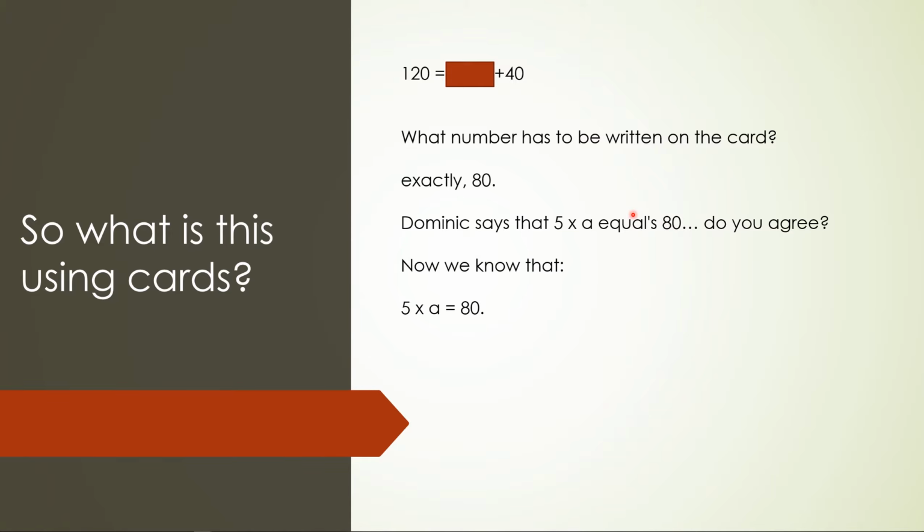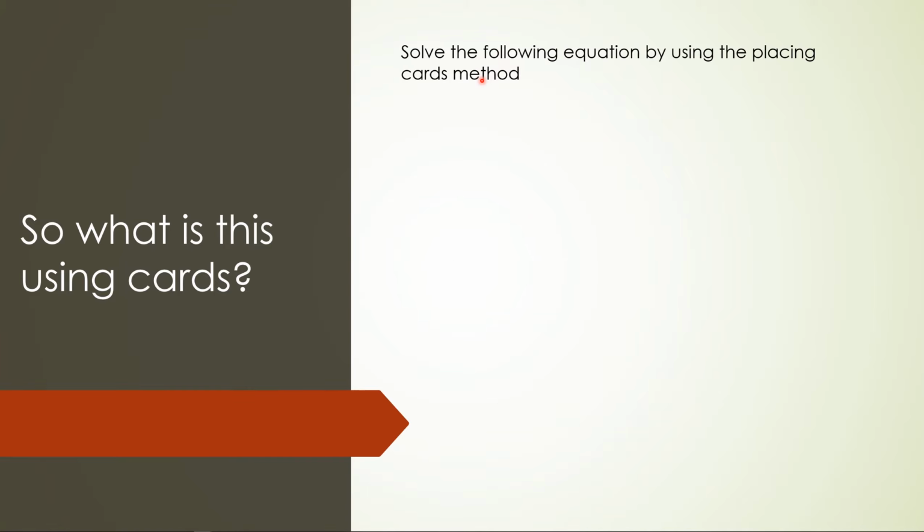We know that 5 times A equals 80. Now we can see 5 times something equals 80. Well, that's 16. So A is 16. It's this simple. This is how you use cards. Just remember, we always place the card on the letter, not on a random number. We don't just place the card here on 40 because that doesn't give us any help. Remember that.